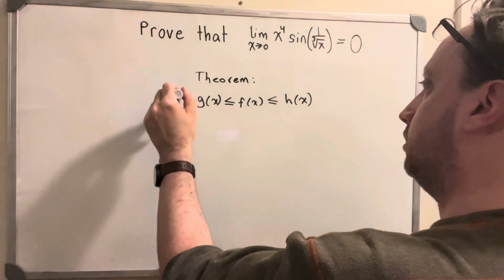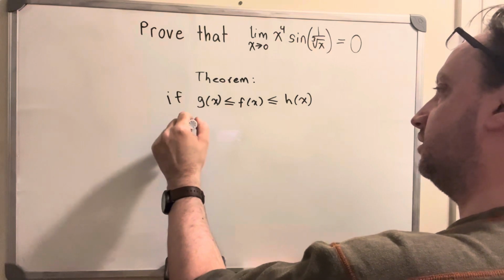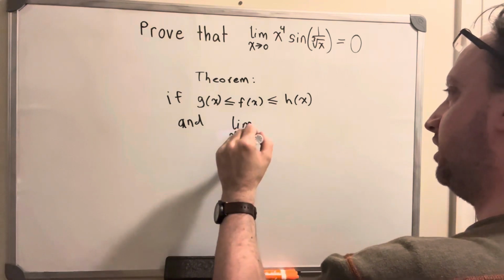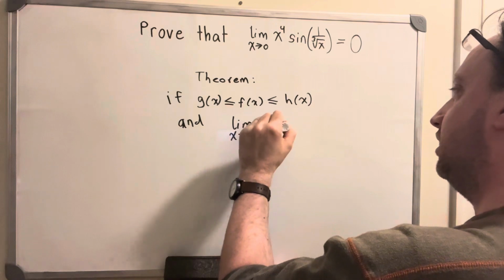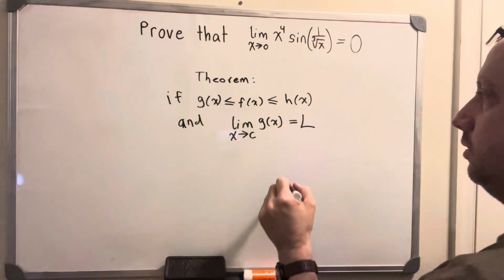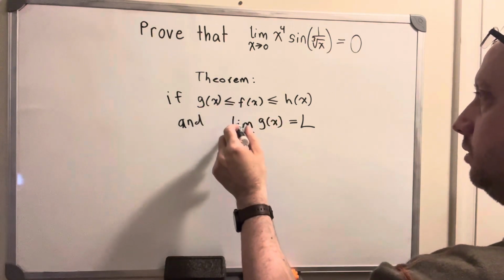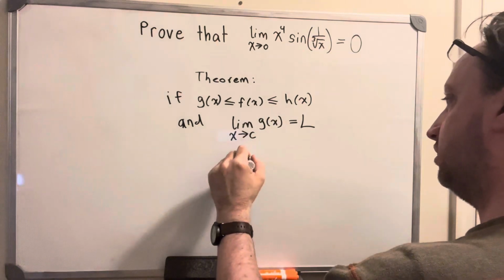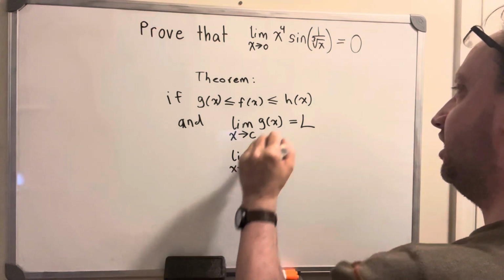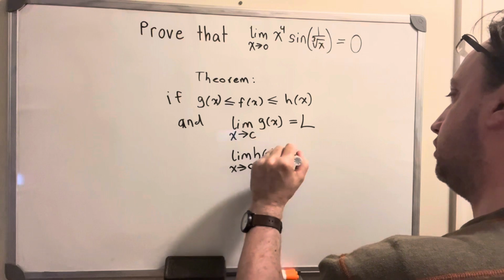If this is true, and also if you know that the limit as x approaches some value c of g of x is equal to some value L. So the limit as x approaches c of g of x is L. And also the limit as x approaches c of h of x is also equal to L.